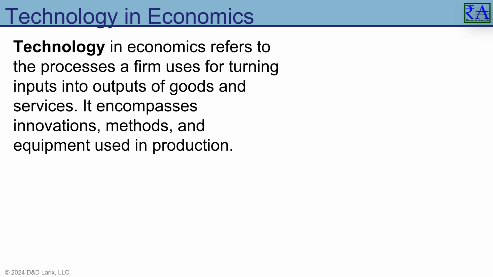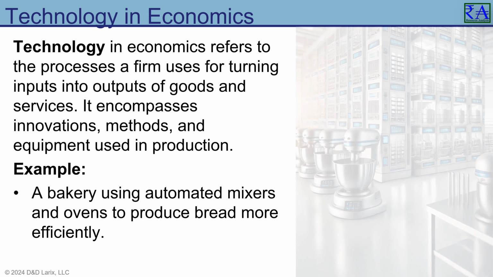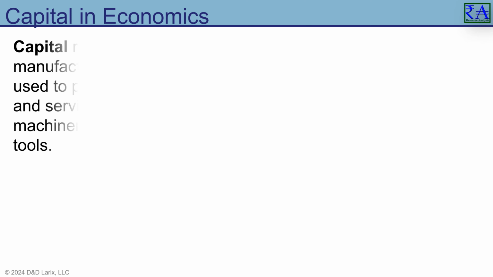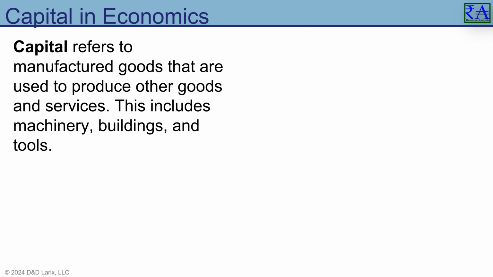We are referring to any method or process that helps transform inputs into outputs. For example, consider a bakery. Traditional methods might involve hand-kneading dough, but with technological advancements, automated mixers and ovens can produce bread faster and with consistent quality.